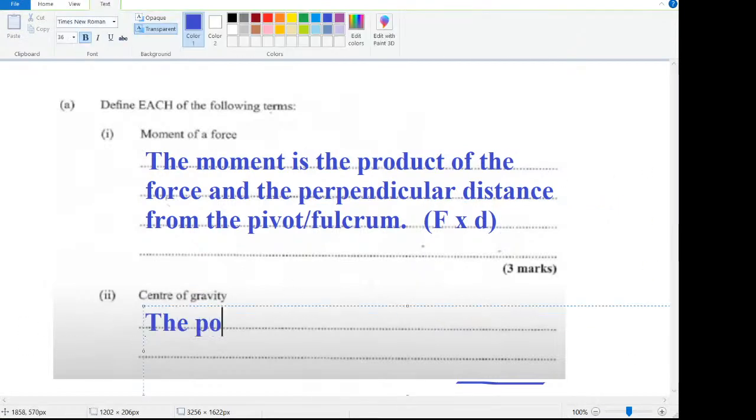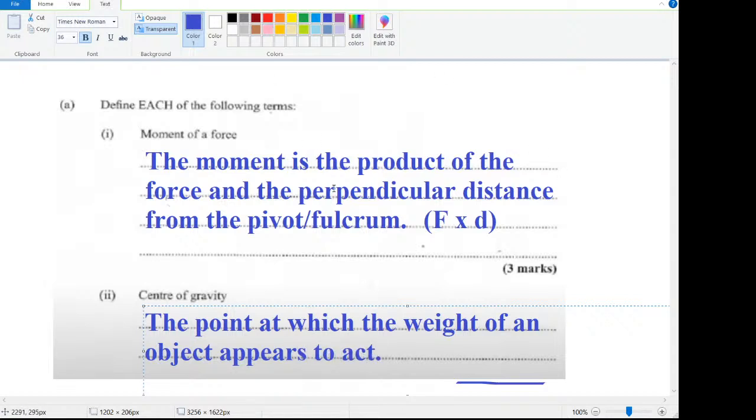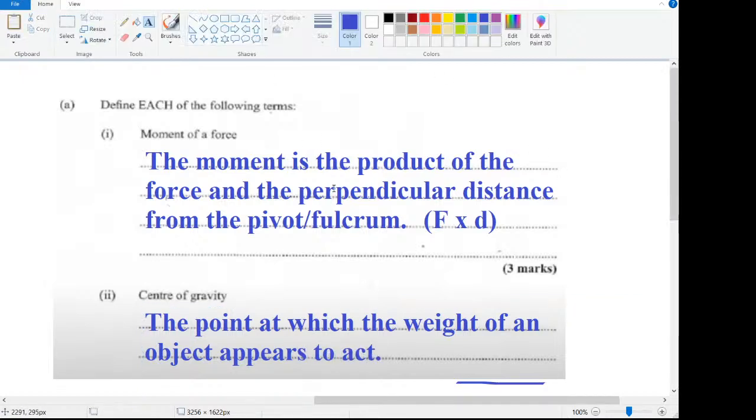Center of gravity is the point at which the weight of an object appears to act. I don't think you need to put any more of that. You could also say this is the point at which stability for an object is achieved, or the point at which the object will balance. Something like that.